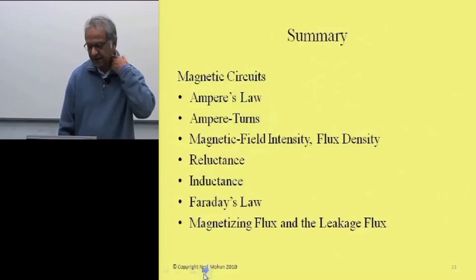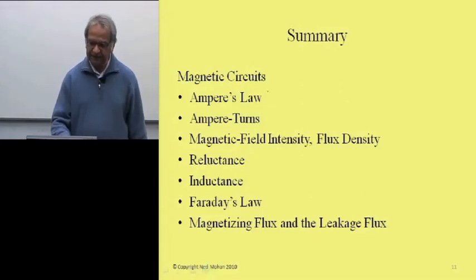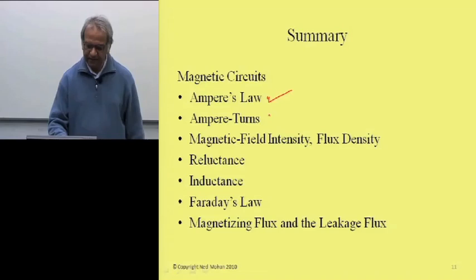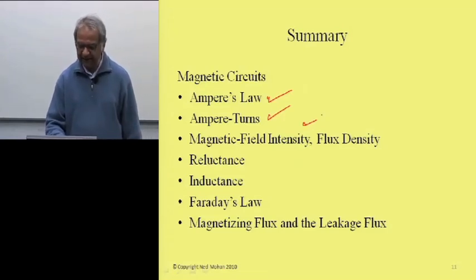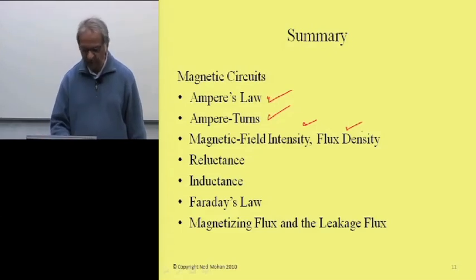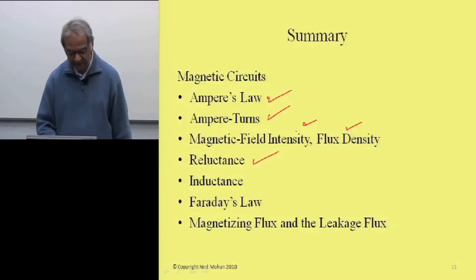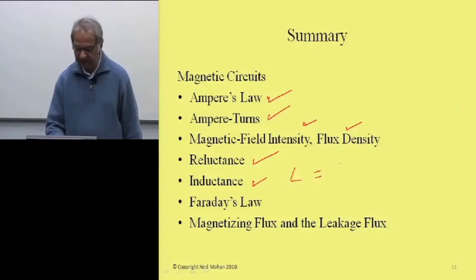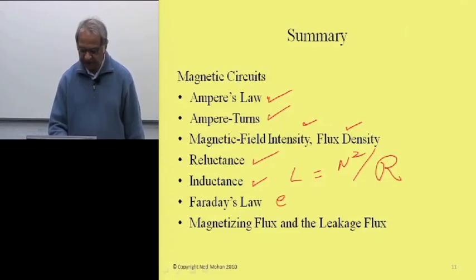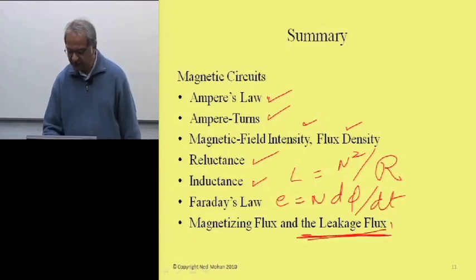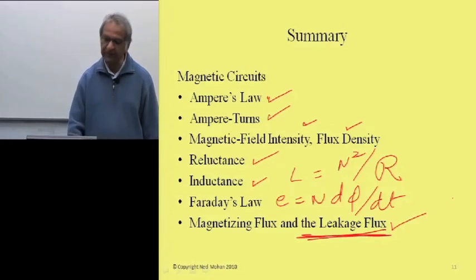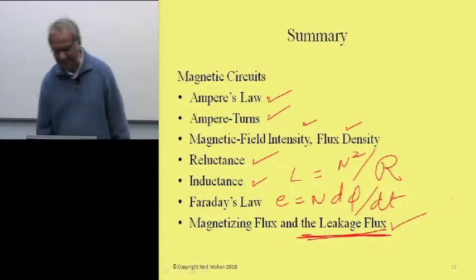So that brings us to the end of this segment, where we have seen Ampere's law, Ampere turns, and how these Ampere turns are needed to create magnetic field intensity and flux density, or flux in the core. We learned the concept of reluctance, and this inductance L is just N squared over the reluctance. And then we saw Faraday's law, E is equal to N d phi dt, and we also saw that in magnetic structures, we have to deal with leakage fluxes, which can be represented by leakage inductances.